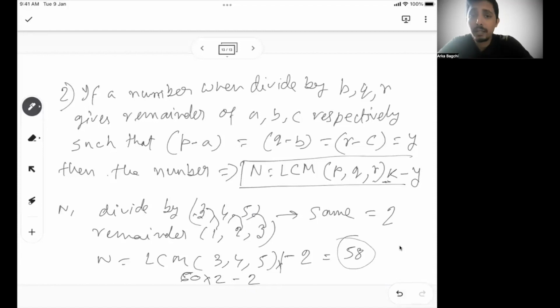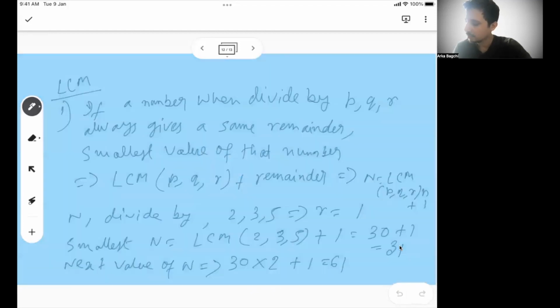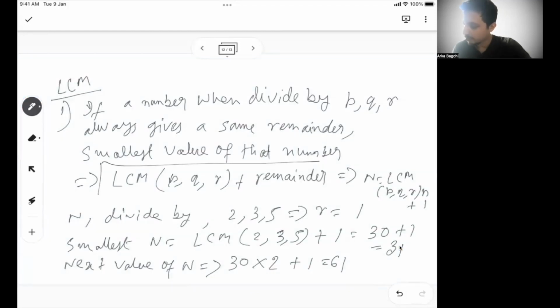These are two very, very important formulas of LCM, and a lot of problems can come through this. So that's what we wanted to cover. One case is when the remainder is the same after dividing with different numbers. The other case is when the remainder is not the same, but the difference between the divisor and the remainder is the same in all the cases. So this formula and this formula are both very, very important. Okay. So that's about it.